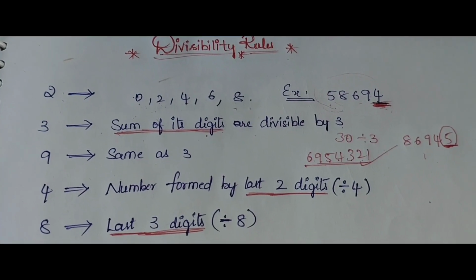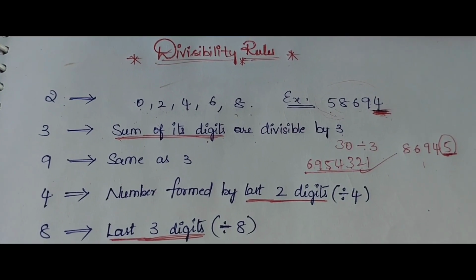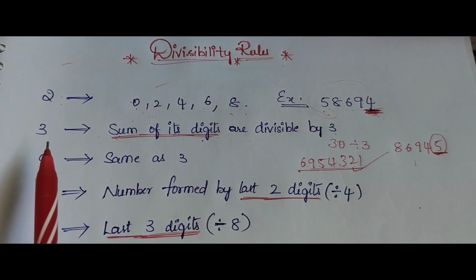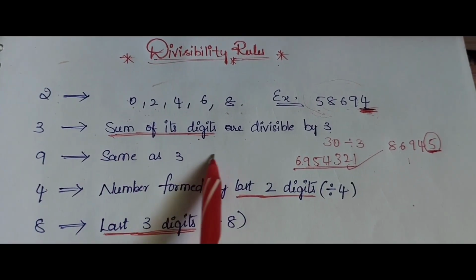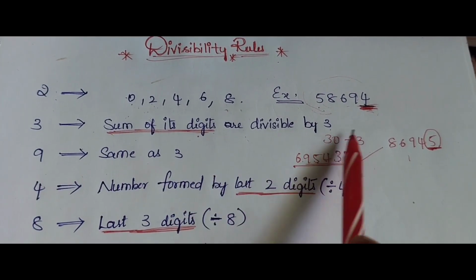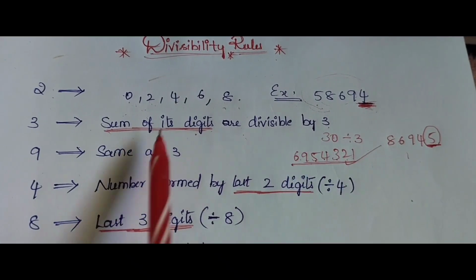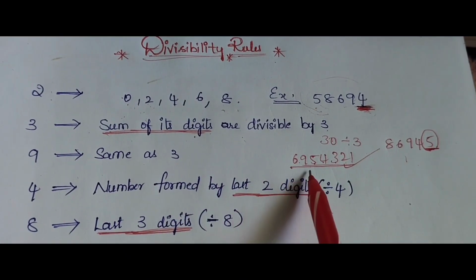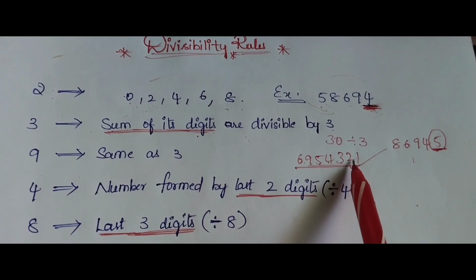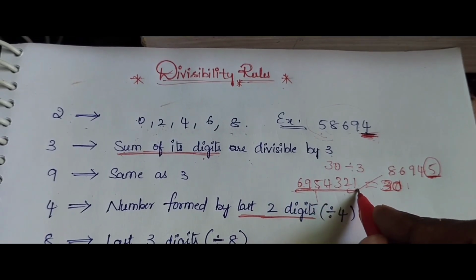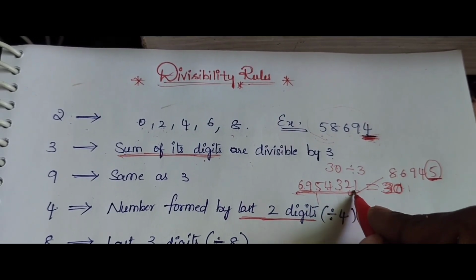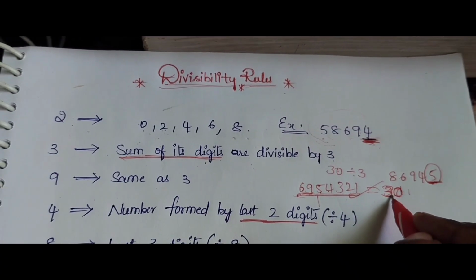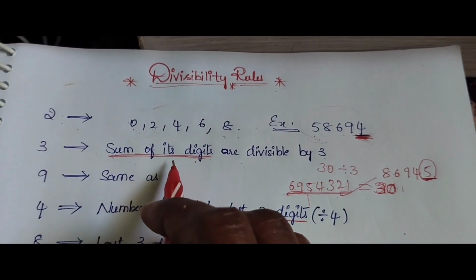Next, the divisibility rule of 3. A number is divisible by 3 only when the sum of its digits is divisible by 3. In the number 6954321, add all the digits. By adding all these digits, we get 30, which is divisible by 3.